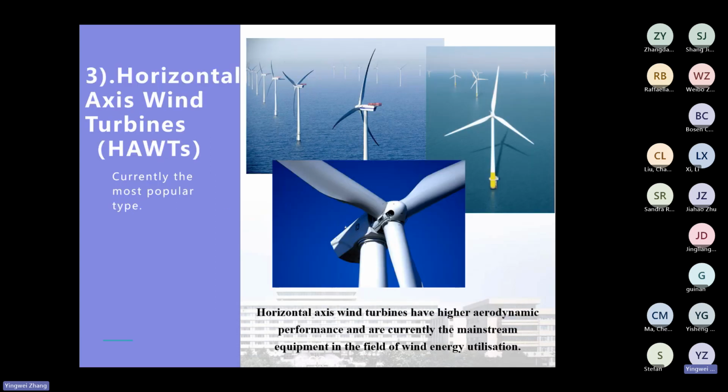Horizontal axis wind turbines began to develop significantly in the 20th century, aided by aerodynamic research in the aircraft industry. The horizontal axis wind turbines have higher aerodynamic performance and are currently the mainstream equipment in the field of wind energy utilization. And currently, wind turbine research organizations almost all over the world are committed to making horizontal axis wind turbines bigger in order to reduce costs.